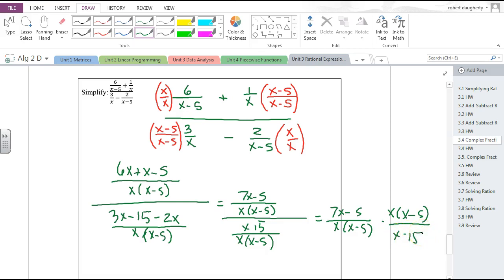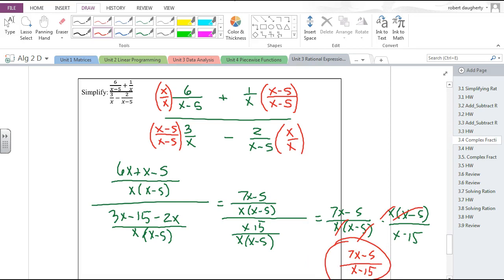That simplifies in a hurry because what? Yeah, x over x is 1. x minus 5 over x minus 5 is 1. So this answer is 7x minus 5 over x minus 15. Okay.